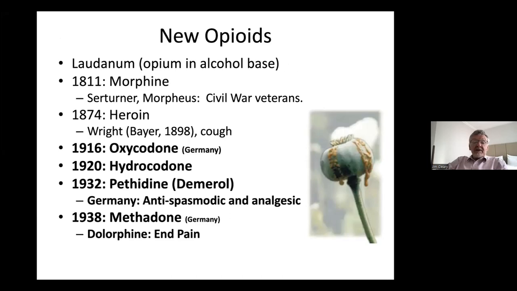If we look at the other opioids that we discovered, the Germans were prolific in developing the different opioids: oxycodone in 1916, hydrocodone, pethidine or Demerol, as we know it in the United States. And then in 1938, methadone. Methadone was developed under the name Dolophine, from the German dolor, end pain. So it was developed as a pain medicine in Germany.